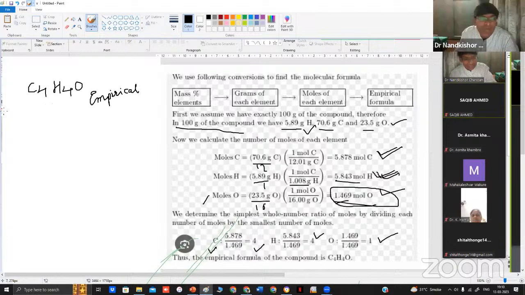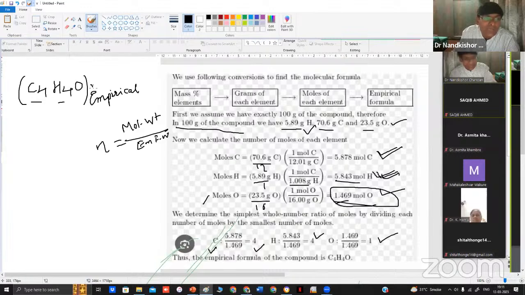The empirical formula weight means the atomic weight of this carbon, this hydrogen, and this oxygen added together. And if the molecular weight of this compound is given, divide this molecular weight by the empirical formula weight. That gives you the number n, and n is how many times the empirical formula is repeated. If it is twice or thrice, that will give you the exact molecular formula of this structure. So in this case, this is the empirical formula, and from the molecular weight you can easily get the molecular formula of this compound.